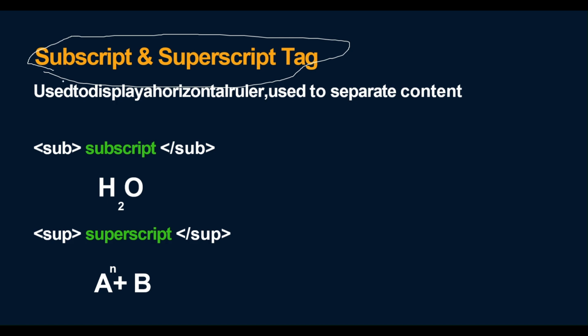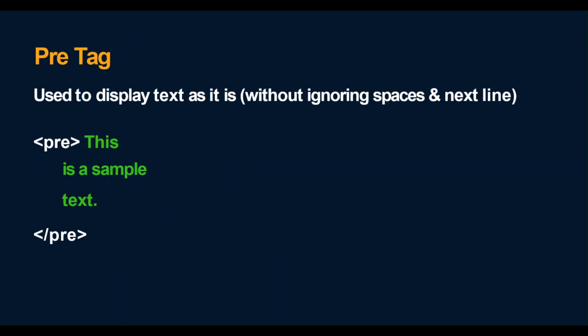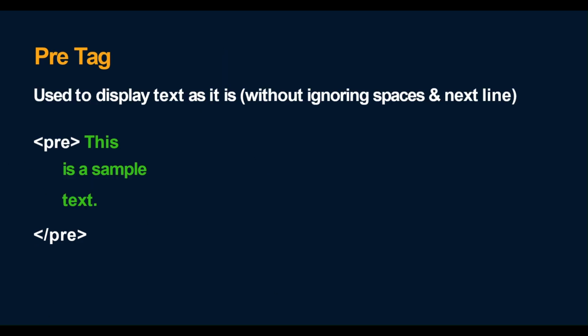Superscript and subscript, you already know about these. Sub means lower, and super means upper. Whenever I want to write H subscript 2 O, the output will come like that. Super means a superscript n, b, so the output will come as a to the power n plus b. Okay, the pre tag is not necessary, so skip that. Up to this point, we will try an example.